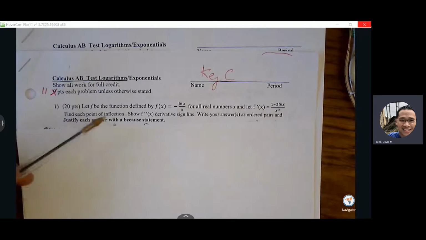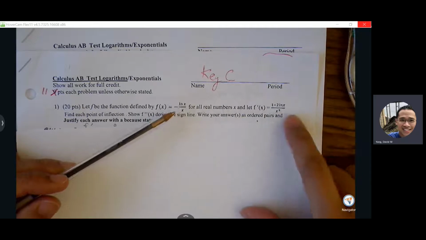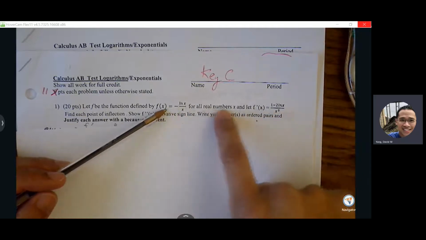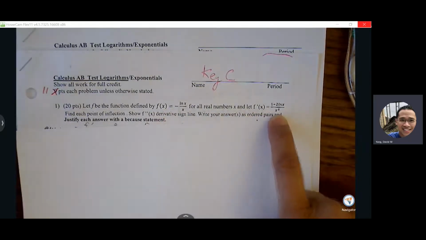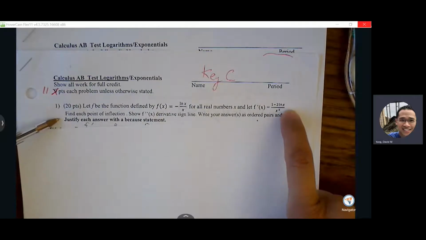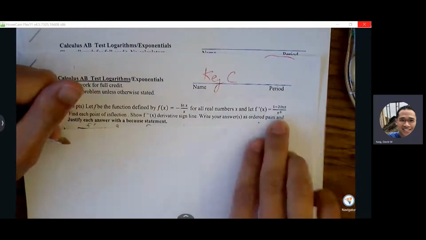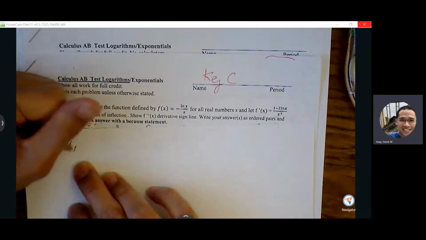Okay, it says let the function defined by negative natural log of x over x. Half the work is already done here. It tells us that f prime is equal to 1 minus 2 natural log of x over x cubed. So we just have to find points of inflection. We have to move from f prime to f double prime. So we're just starting at f prime level here.